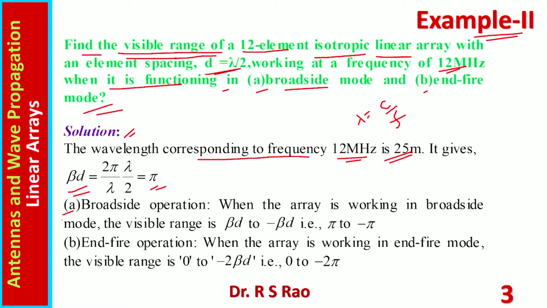Now A part. Broadside operation. When the array is in broadside mode, visible range is minus beta d to plus beta d. Therefore, answer to A part of the problem is minus pi to pi. B part. For end-fire operation, visible range is 0 to minus 2 beta d. Therefore, in the present case, it turns out to be 0 to minus 2 pi. This is answer to B part of the problem.